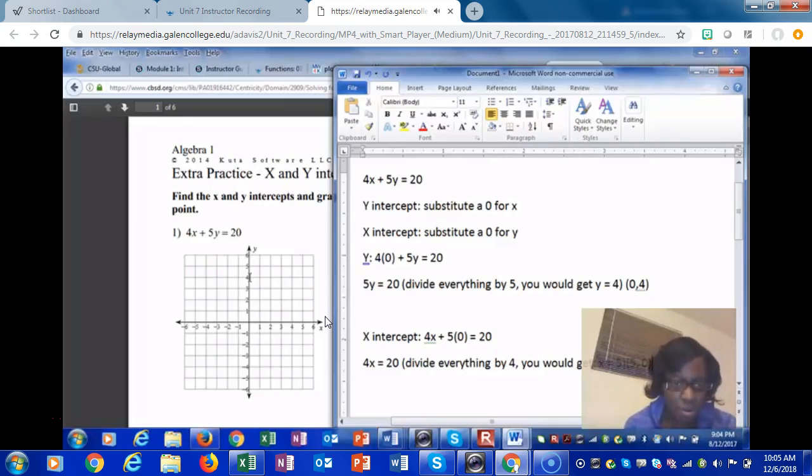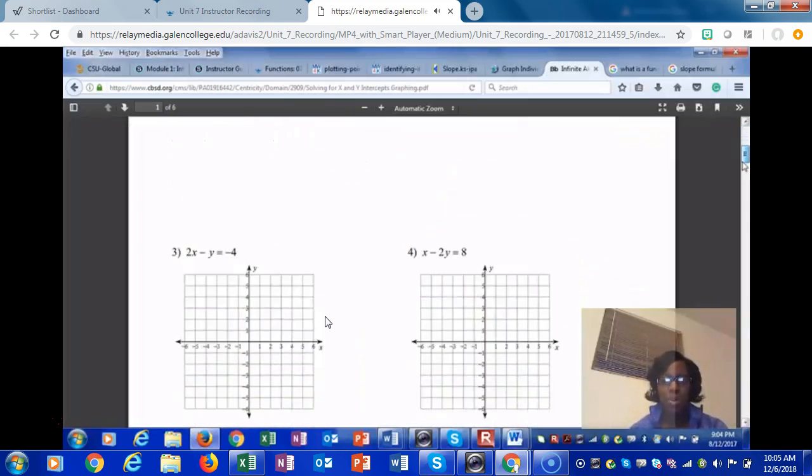So 0, 4 is here. So you put a point right here, and 5, 0 is here, and you draw the line, and there's your line. So 0, 4 is here, and 5, 0 is here. There's your line. Okay? Just wanted to make sure I had a chance to get a problem in there. I think I have enough time to do one more.